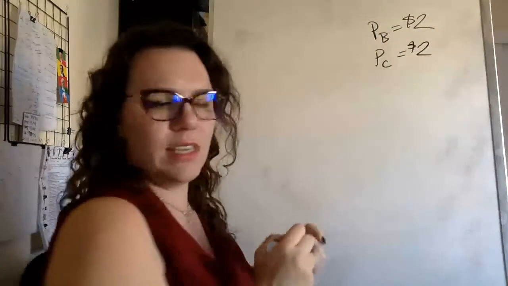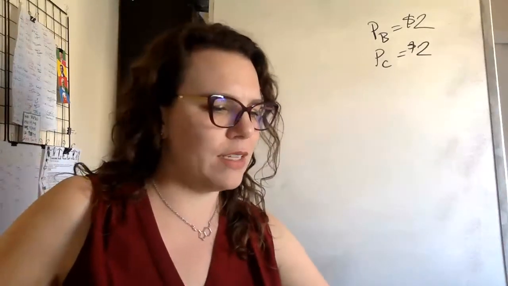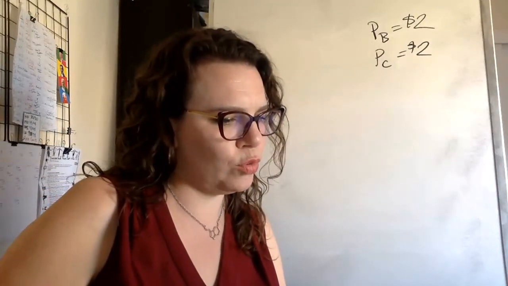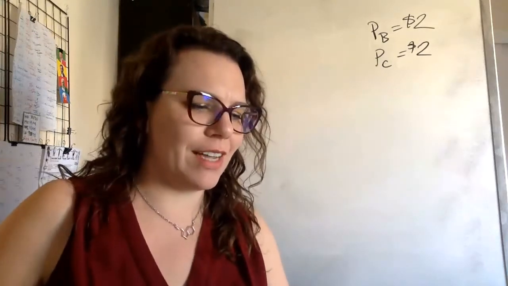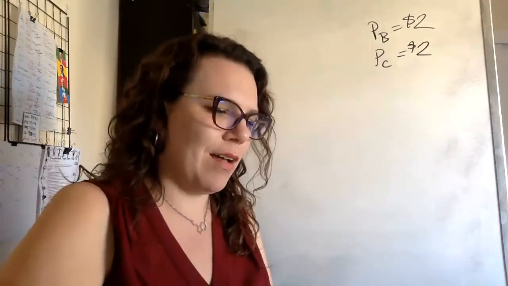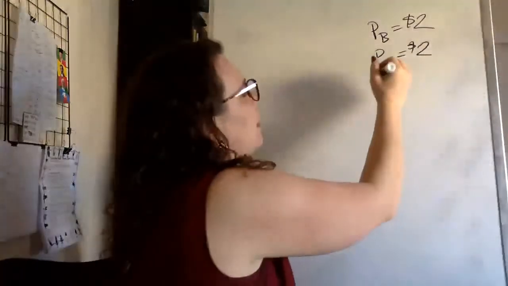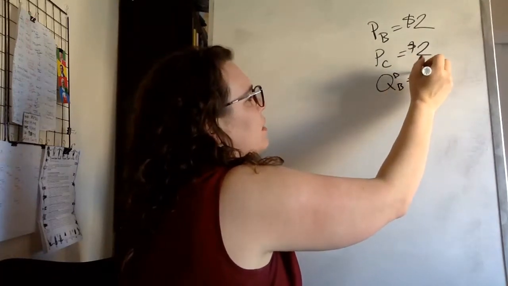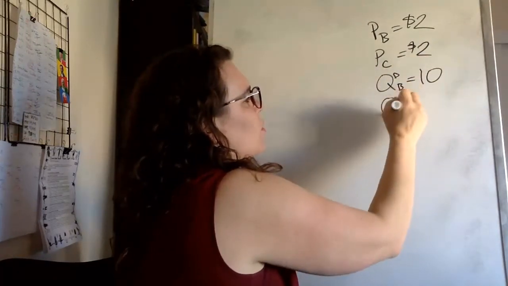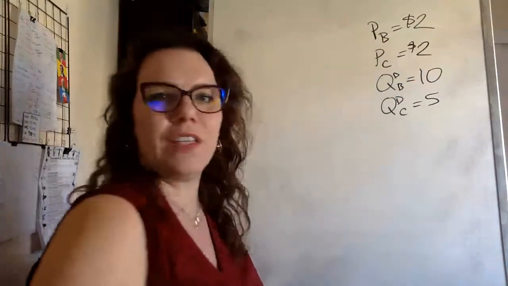And this is in the book with slightly different context. It's in the book as problem 4.2. So if you want, you can reference it there, and it kind of talks about different stuff. But we also have the consumption. So the quantity demanded of bread is 10 loaves, and the quantity demanded of coffee is 5 cups of coffee.